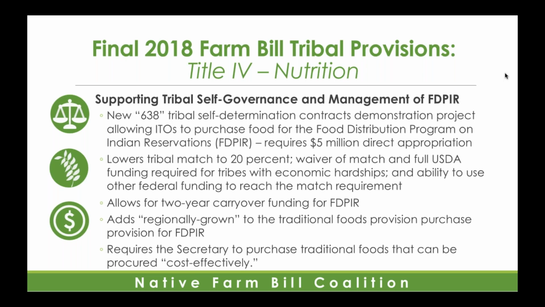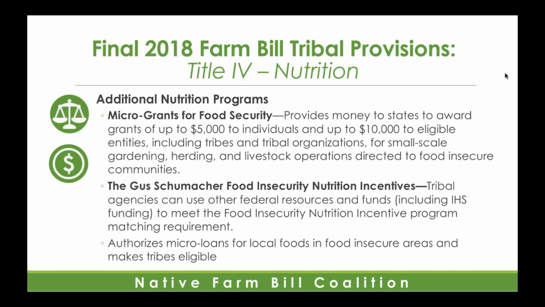A couple of other things before I turn this back over to Colby to walk through some more of the titles. There are two more changes made in the nutrition title that potentially increase access to some funding and also some parity for tribes. There's some micro grants for food security that you can see here on the slide. It's up to $5,000 for individuals and $10,000 for other entities. This includes tribes and tribal organizations. Really specifically, Alaska is on the list of micro grants for food security in this particular provision. So that's a good opportunity to improve food security in some of our Alaska Native communities.